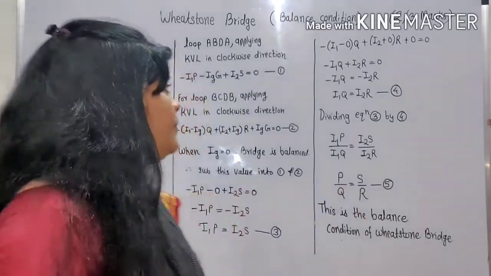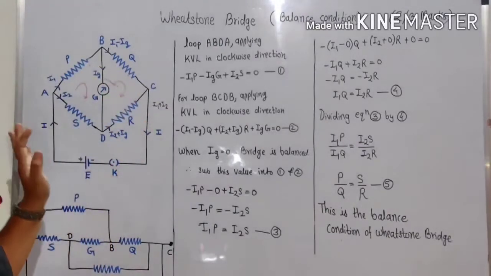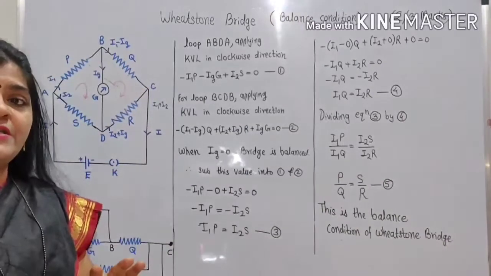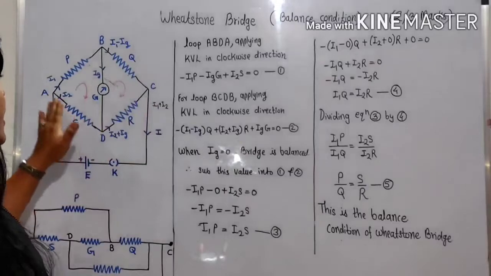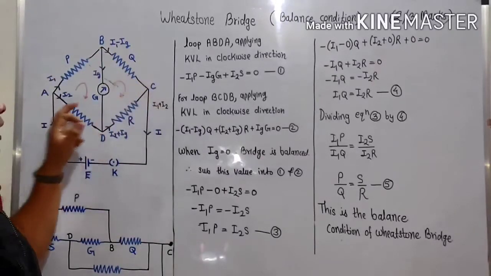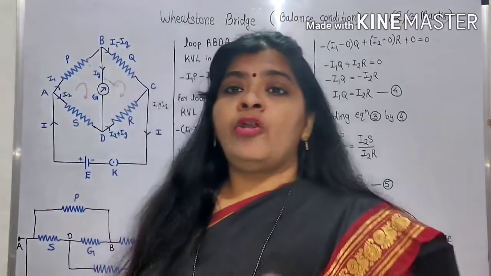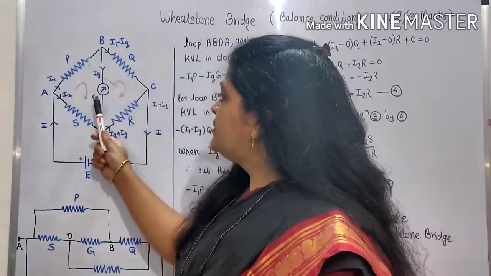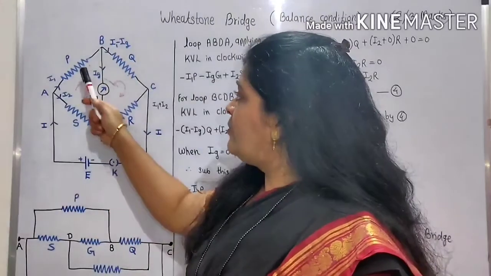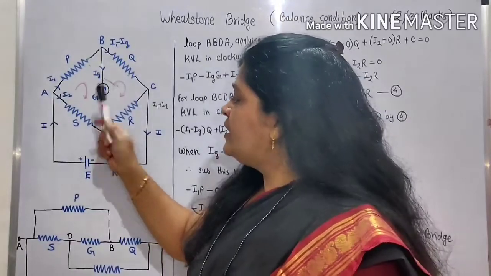Now come to the diagram of it. In the Wheatstone bridge, there are 4 resistances, P, Q, R, S, connected in a quadrilateral A, B, C, D. And between terminals B and D, a galvanometer is connected. The galvanometer has a resistance of value G. So we can say that there are 5 resistances here: P, Q, R, S and the resistance of the galvanometer G.